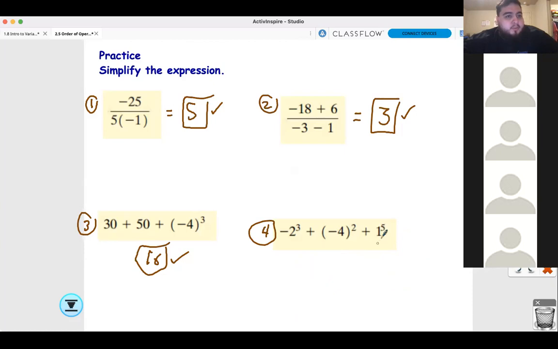1 times 1 times 1 times 1 times 1 is just what? 1. So bring down +1. Can someone help me out with -4 squared? 16. What kind of 16? Positive or negative? Positive, right? Because what's being repeated? The -4 itself, right? And then we know that 2 negatives make a positive. That's correct.